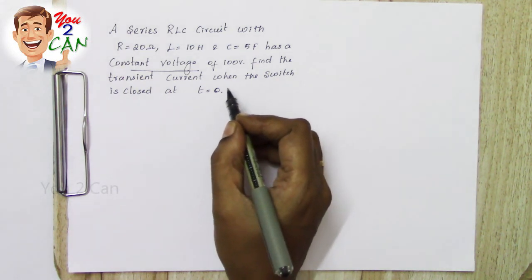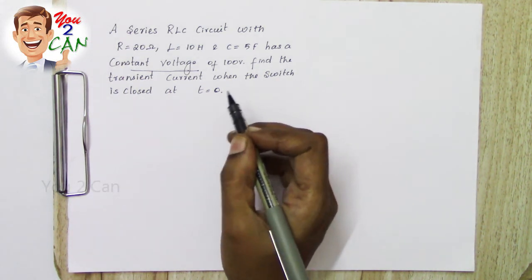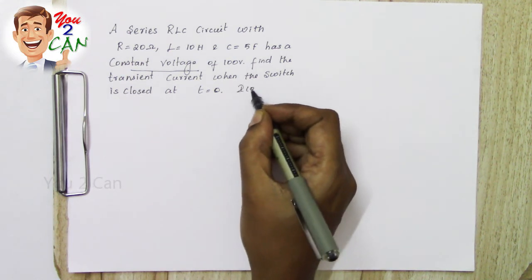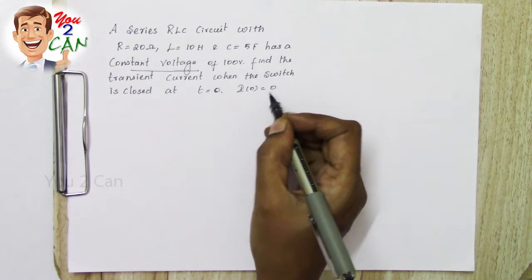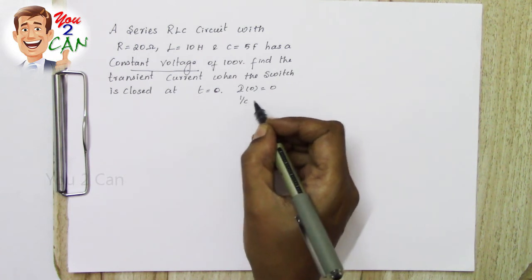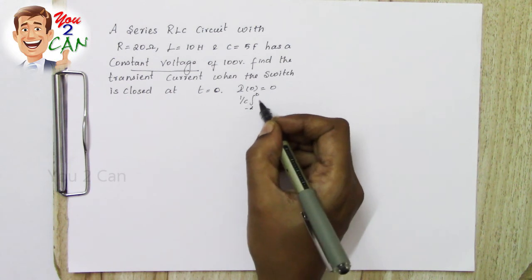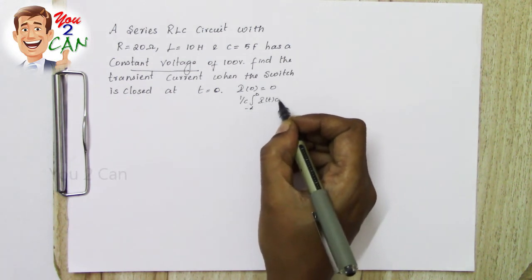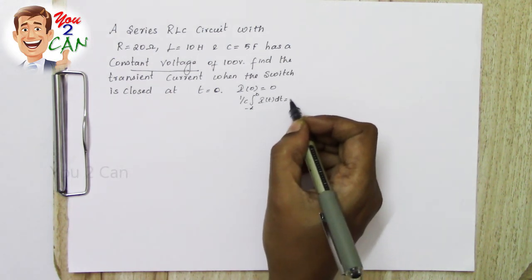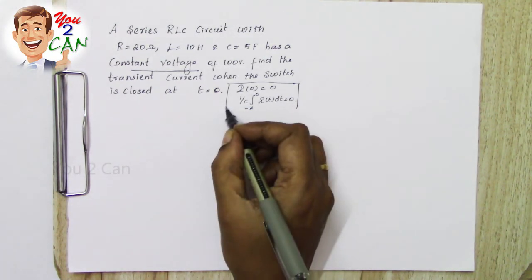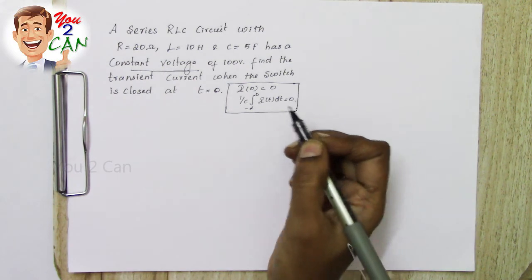Okay, here there is no information about any initial conditions, so initial conditions must be taken as 0. That is, the current through the inductor must be taken as 0 and the voltage across the capacitor, that is 1 by C integral minus infinity to 0 of i(t) dt, is also taken as 0. So this is the assumption as there is no information about the initial condition, and let's proceed.